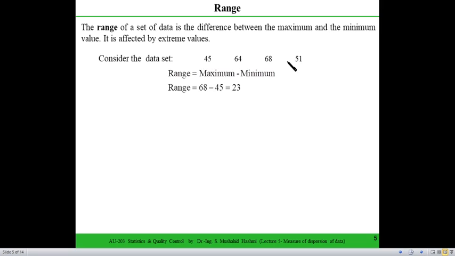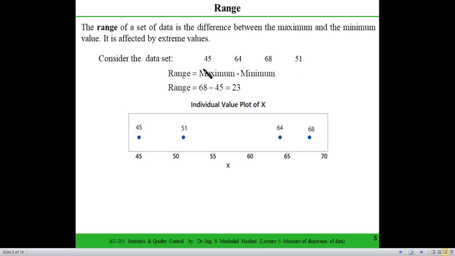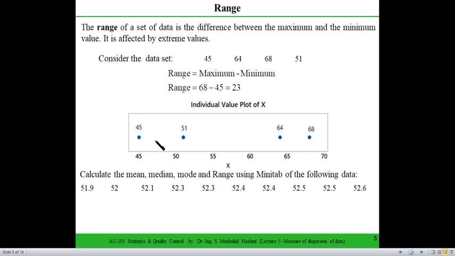Even in this small data set, there is a big spread from maximum value to minimum value. If you individually plot it, one can easily see how this data is spread. The maximum value is 68 and the minimum value is 45, and we can see the difference is 23. So 23 is the spread of this data set.